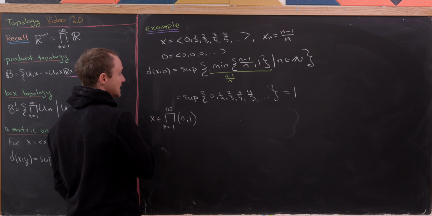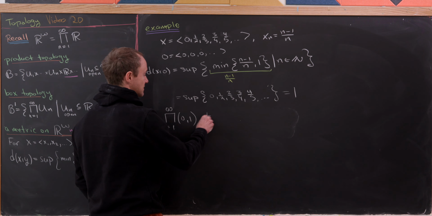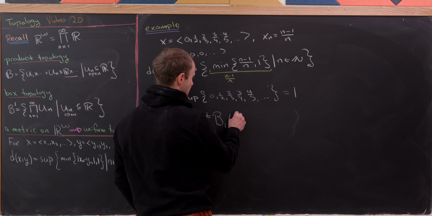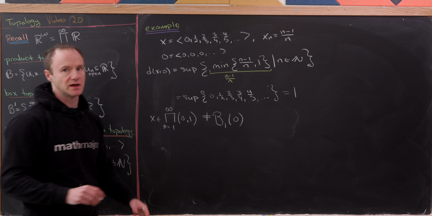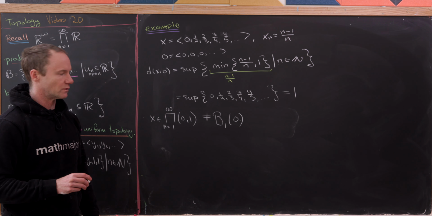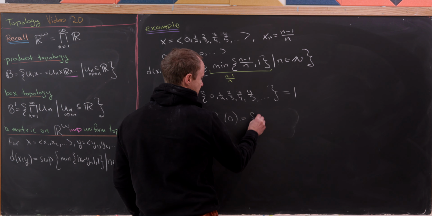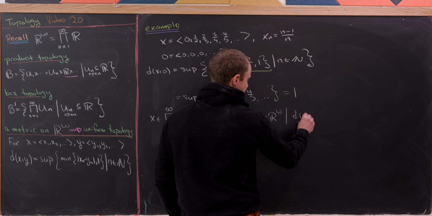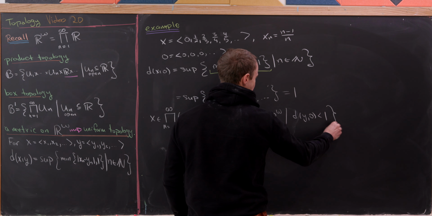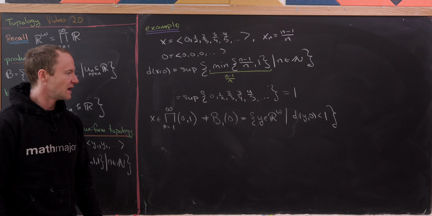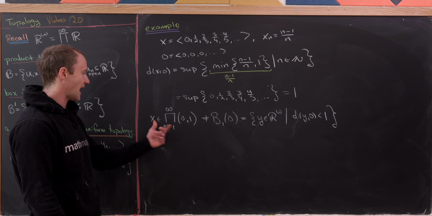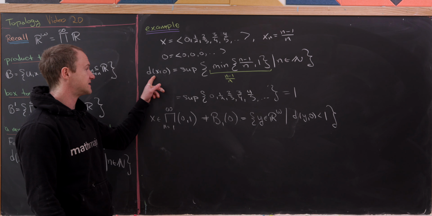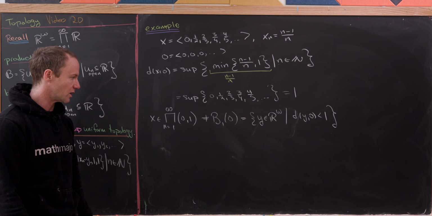But I guess what we're seeing here is that this product right here is not equal to the ball of radius 1 centered at 0. In other words, the unit ball of radius 1. Let's recall what that is real quick. So that's going to be all y in R^ω where the distance between y and 0 is strictly less than 1. And we see that these are not equal because, well, x is in this one, but it's clearly not in this one because the distance is exactly equal to 1.